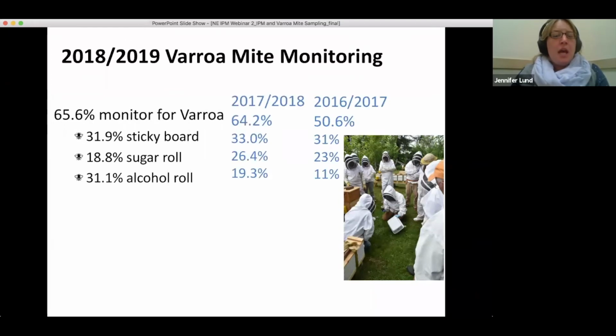You have one more. We have similar numbers in that about a third of people are using sticky boards, and some are using multiple methods, so these numbers don't quite add up to 100. So 31% of the people who responded this past year are using sticky boards, sugar rolls are in between, and alcohol is about a third. But you can see those numbers since we started this program have also increased from 11% back in 2016-17 using alcohol rolls. So, good.